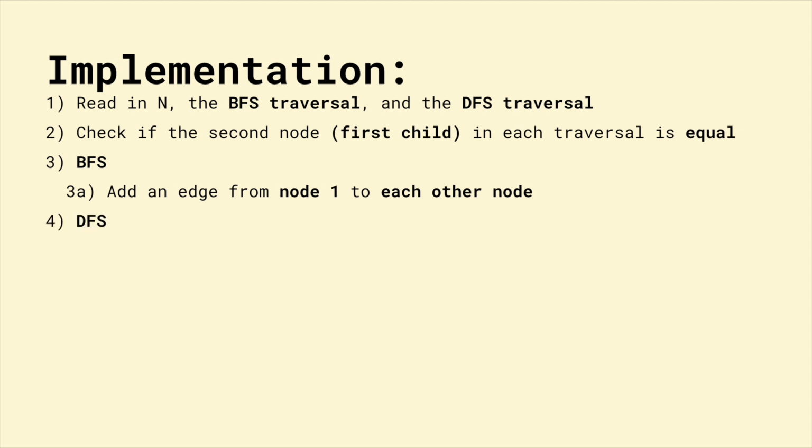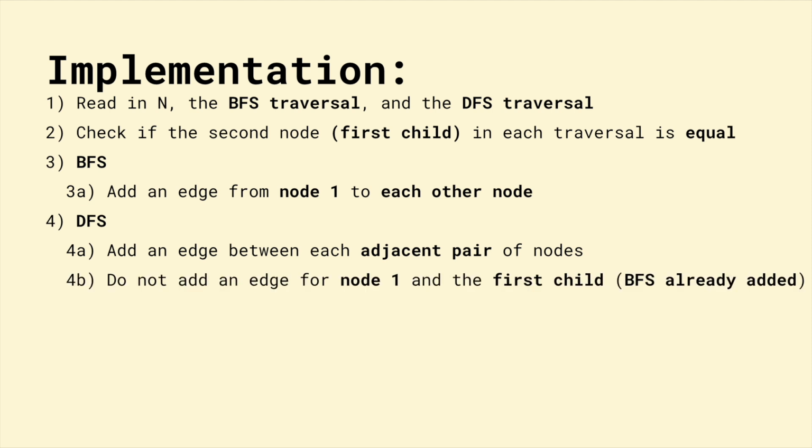Next, we have the DFS. For DFS, we add an edge between each adjacent pair of nodes. Note that we must not add an edge for node 1 and the first child in DFS as the BFS already handled it. Finally, we output the number of edges, which is 2 times n minus 3, and the edge list. We have 2 times n minus 3 edges, as each traversal has n minus 1 edges, and then we have the extra -1 for the duplicate.